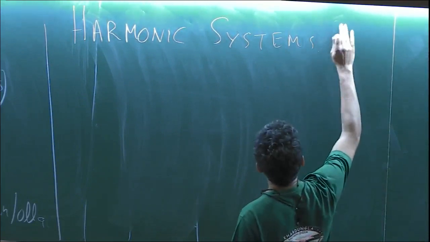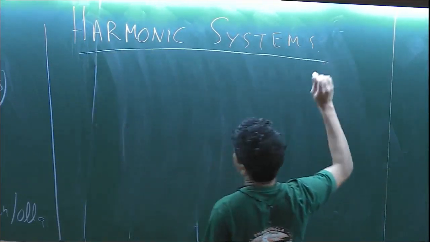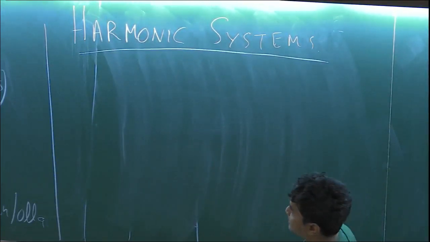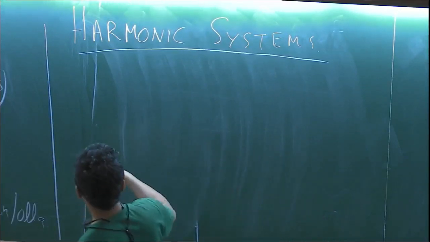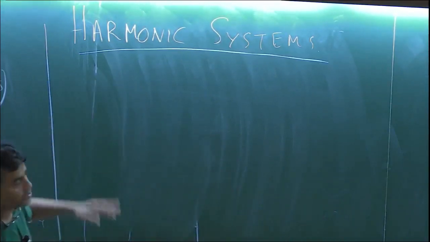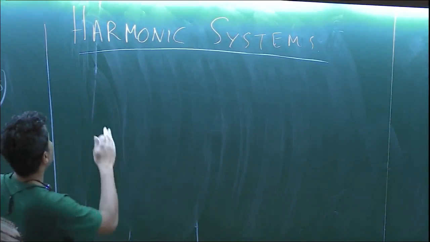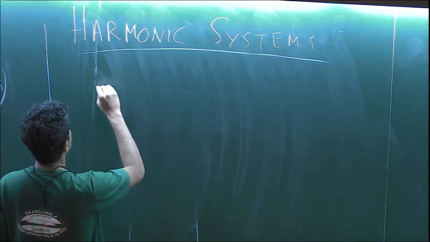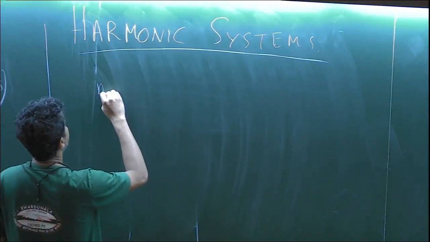Okay, so let's go to harmonic systems. Here, like I said, you can do many things exactly. Why is it easy to get exact results? Let's look at the equations of motion. So we have, let's say, M.